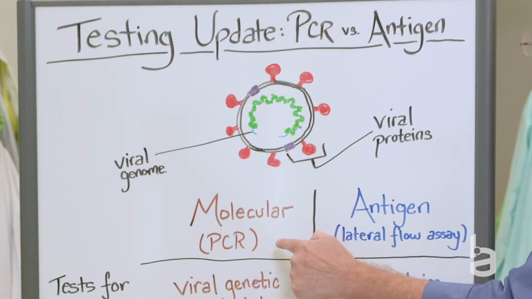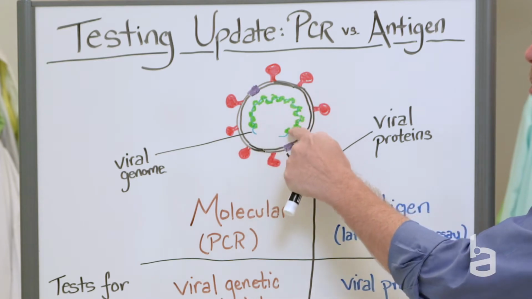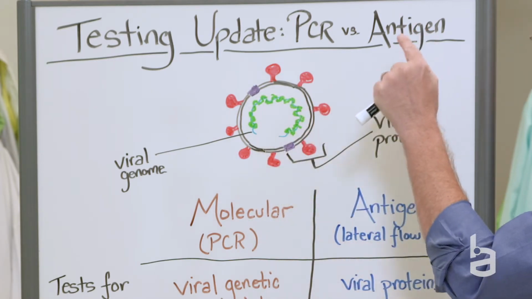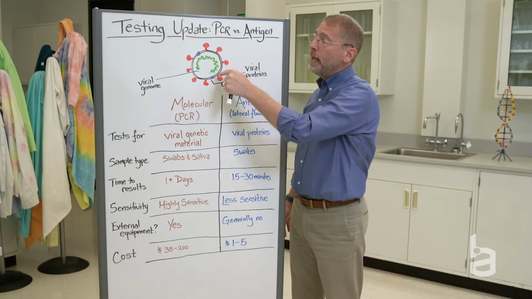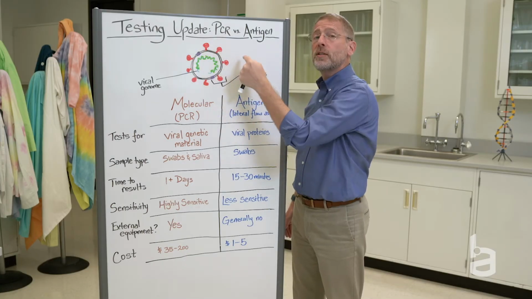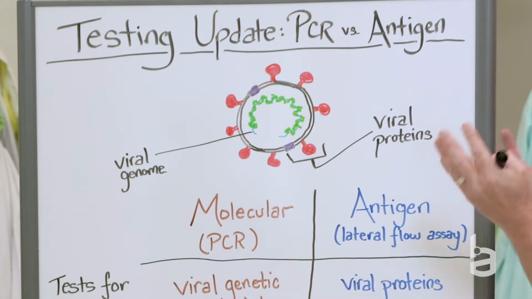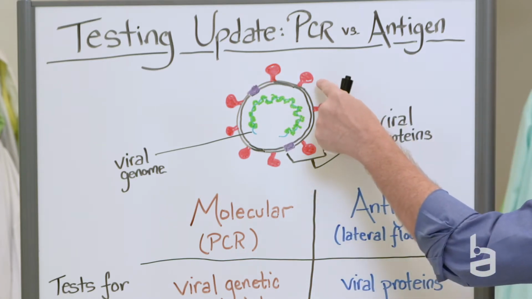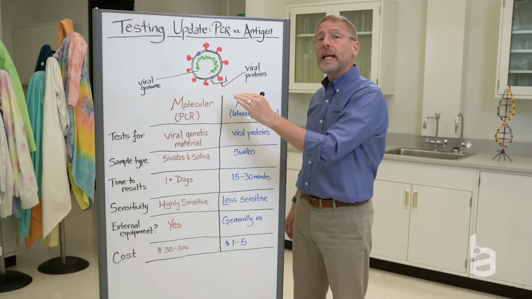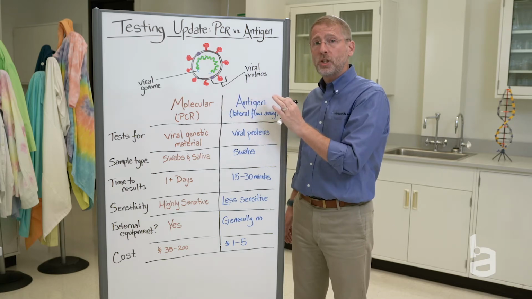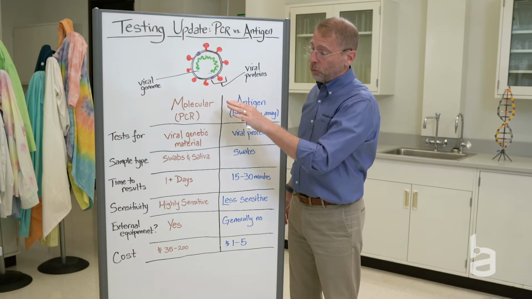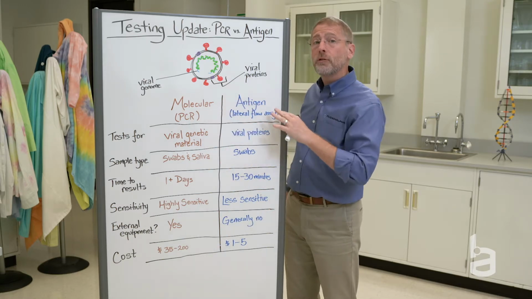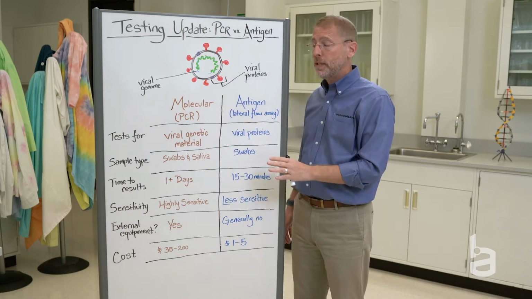The molecular test is actually looking for the presence of the genetic material, the genome of the virus. The antigen test is detecting the presence of proteins that often sit on the outside of the virus, like the spike protein. So these are different ways of detection, and those different ways of detection drive all the differences that we're going to see on the rest of this table.